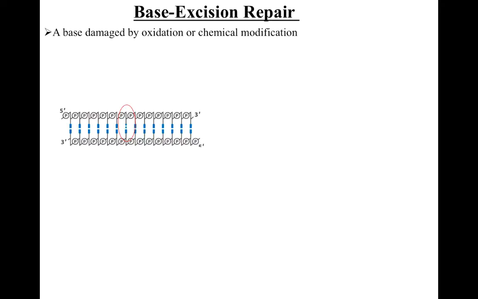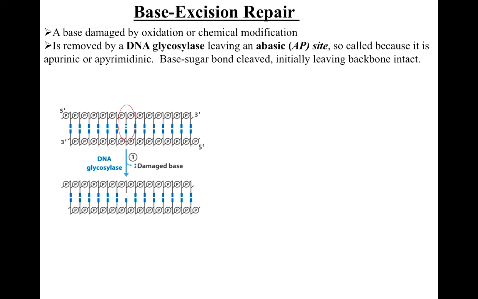There's a specific type of repair mechanism called base excision repair that is able to repair a lesion by removing the base at a site. So imagine that you have a base that's damaged by oxidation or chemical modification. In base excision repair, an enzyme called DNA glycosylase will actually remove the purine or pyrimidine within the DNA and leave the backbone intact.